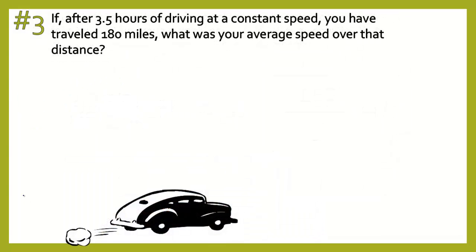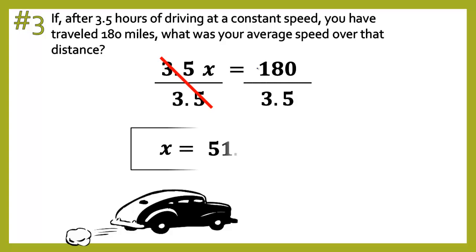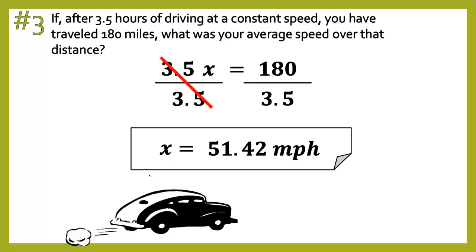We'll move on to something a little bit different now. If after driving 3.5 hours at a constant speed, you have traveled 180 miles, what was your average speed over that distance? For this one, we're going to do 3.5 hours times x equals 180. Basically we're saying 3.5 hours times whatever the average speed is gives us 180 miles. So all you have to do is divide both sides by 3.5. So 180 divided by 3.5 will give you 51.42 miles.